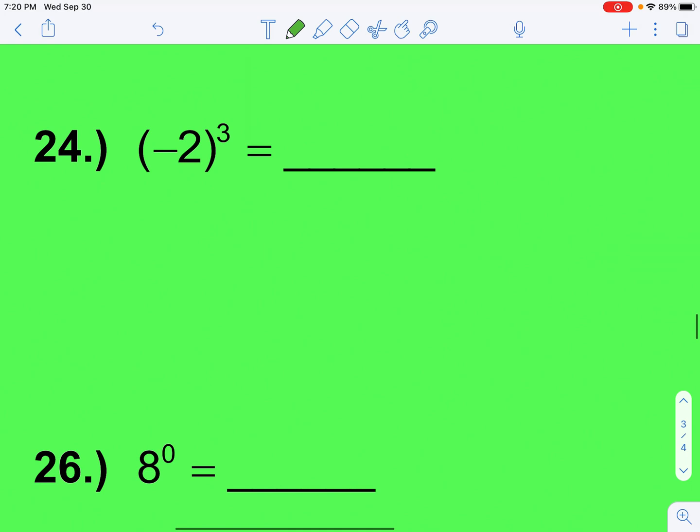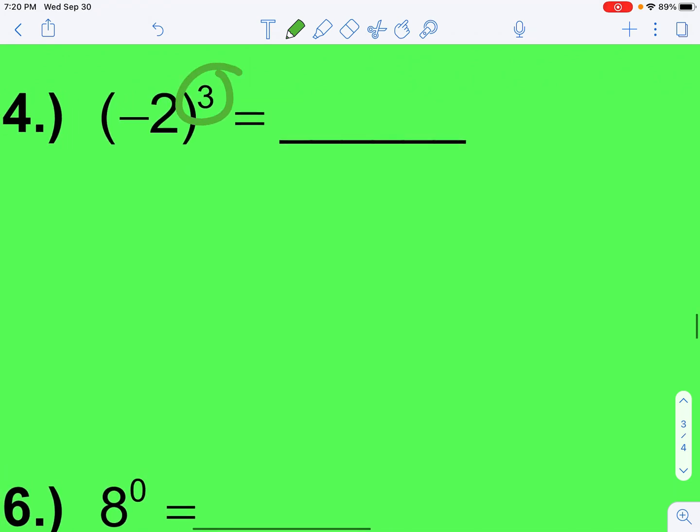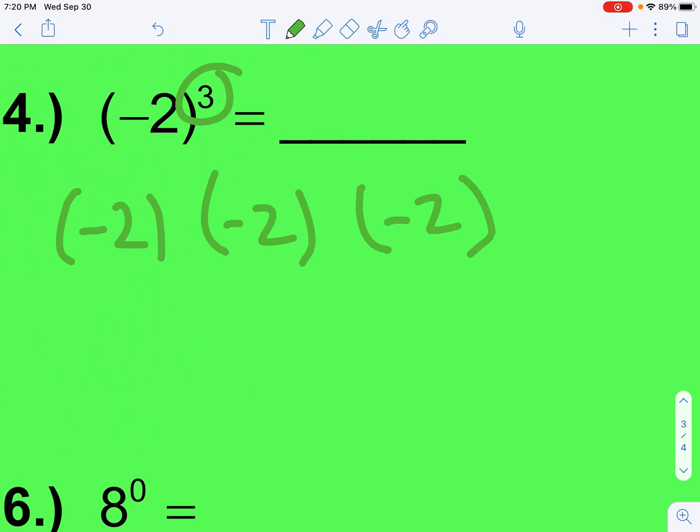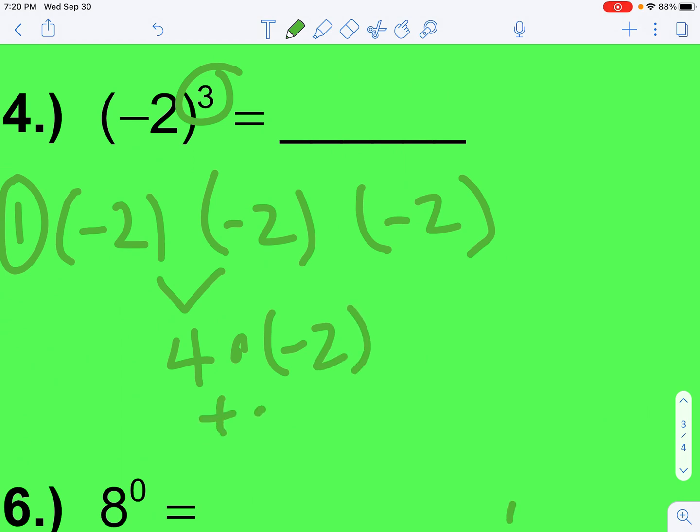Alright, number 24. Negative 2 in parentheses cubed. So that tells me I'm taking this times itself by 3. So that's expanded form. That would give you 1 point on the test. Now the second point is we have to solve this. Negative 2 times negative 2 is a positive 4. But I still have a negative 2 here that I need to multiply. Positive times a negative gives me a negative for an answer. So I get a negative 8.